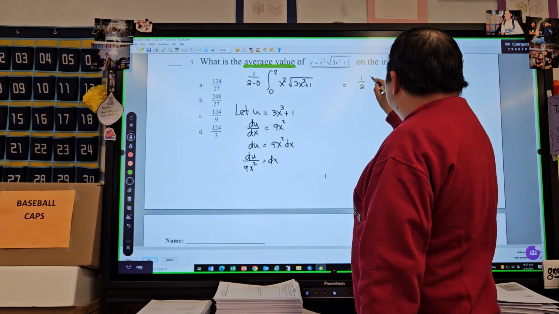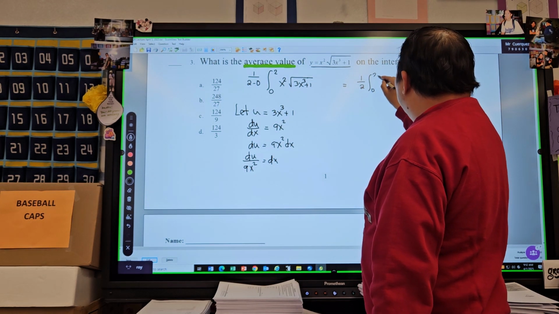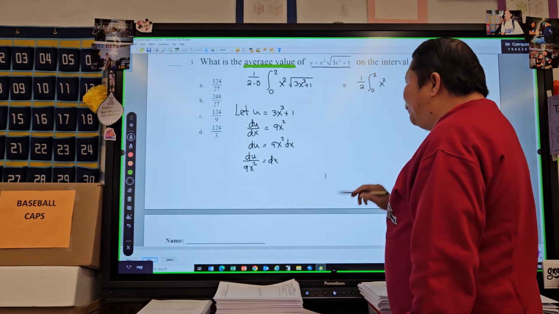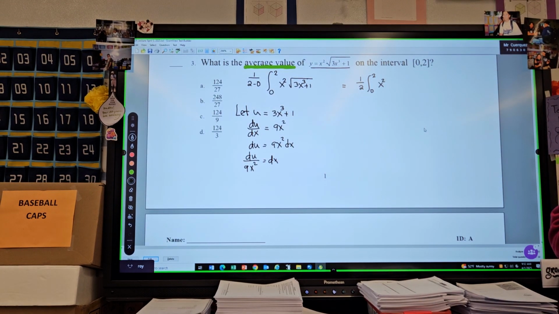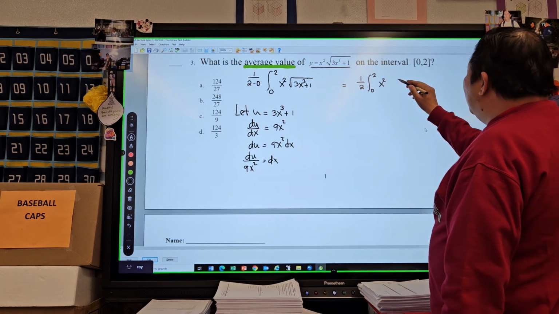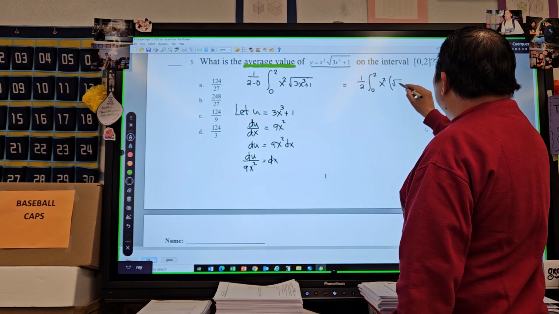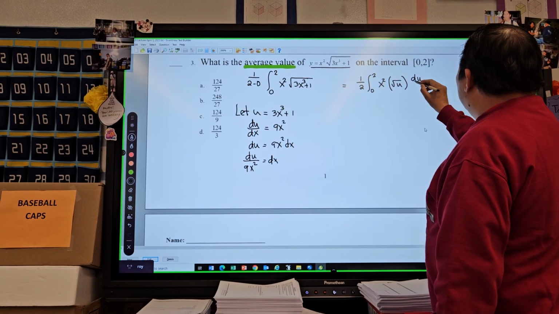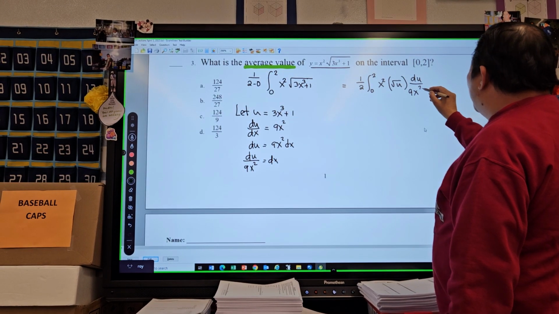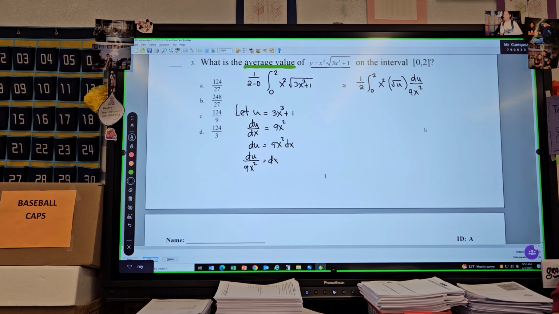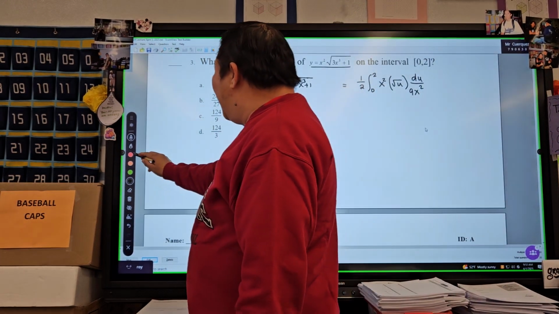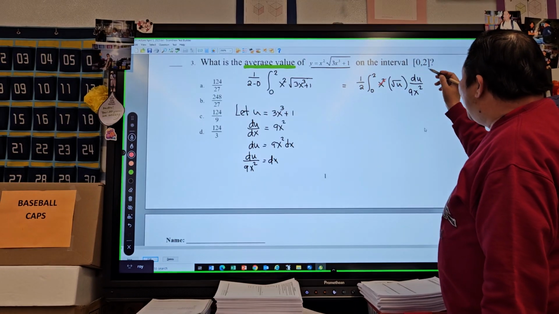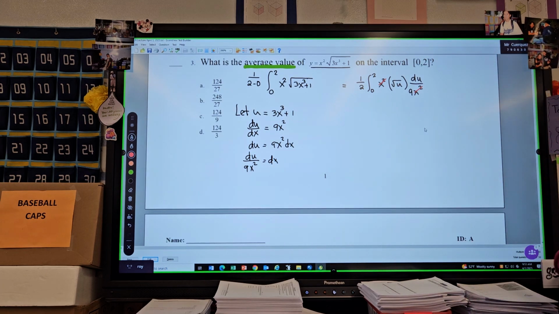So this implies 1 over 2, the integral from 0 to 2, and you have x squared, and then square root of u, and then the dx is du over 9x squared. You notice, guys, the x squared cancels out. So x squared cancels out, but we don't cancel the 9.